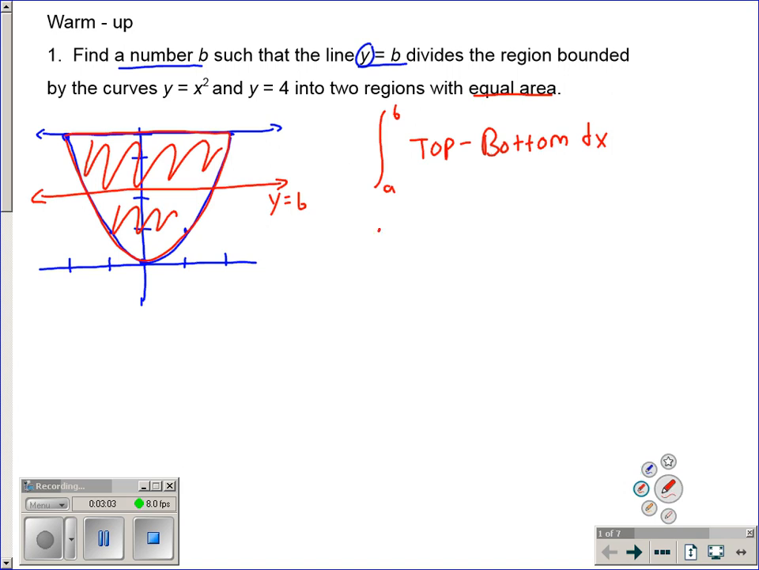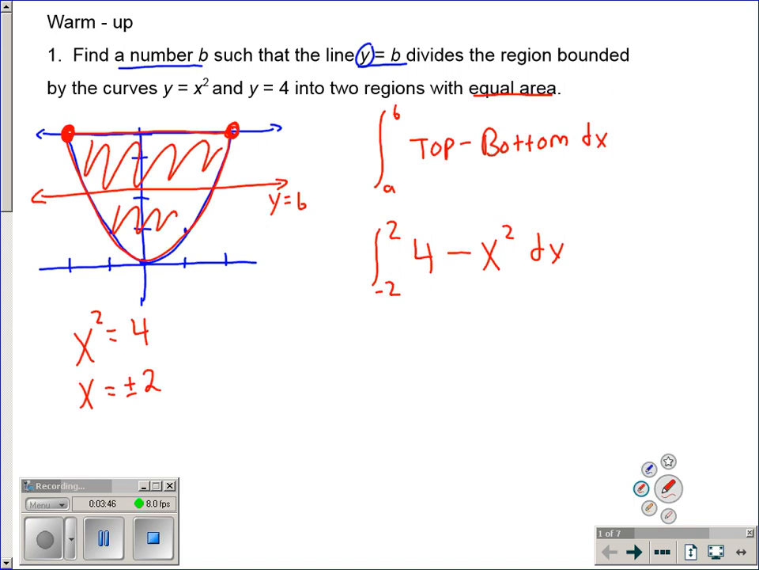So let's think about what our intersections are. What intersections are these two functions crossing at? Well, you can probably already tell, but that's as simple as setting the two functions equal to each other and solving. In this case, we get plus or minus 2. So we're going from negative 2 to 2, and we're doing our top function, which is y equals 4, minus our bottom function, which is x squared. So solving this exact area right here will tell me the area between the two curves.